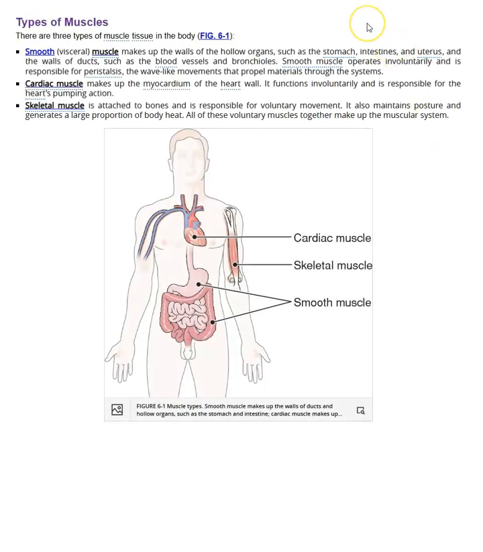Welcome to Chapter 6. Let's talk about the muscular system. Muscle tissue is going to be discussed in this chapter. There's your introduction. Types of muscles are reviewed. So we have smooth, we have cardiac and skeletal muscles to discuss.